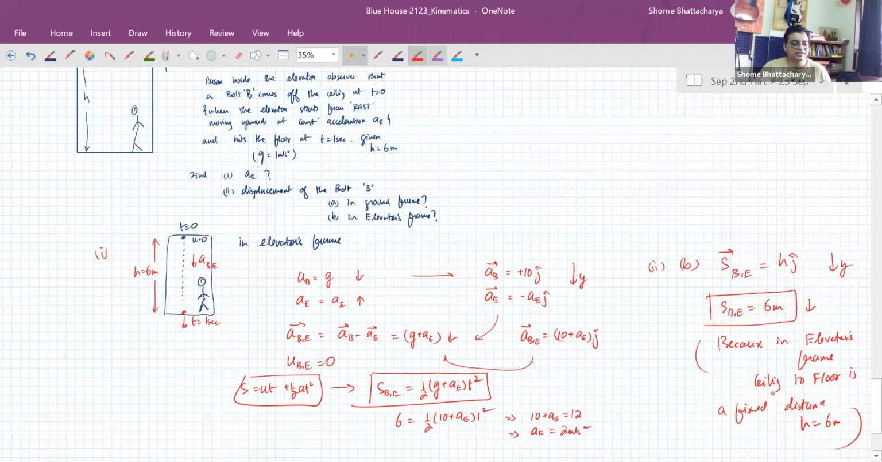But now to understand the A part of this, that is what is the displacement of the bolt in the ground frame, we have to separately understand how much the elevator is moving and how much the bolt is moving. Because if you observe this from the ground frame, when the bolt starts falling, the bolt is falling with G, but the floor of the elevator is going up at AE. So they meet somewhere in between. Okay, so the bolt doesn't actually fall through 6 meters. Because in the time when the bolt has fallen for 1 second, the floor of the elevator has also gone up for 1 second.